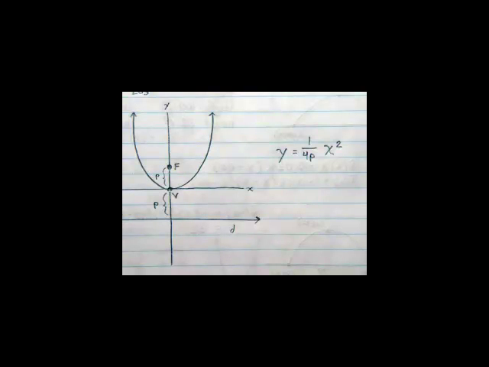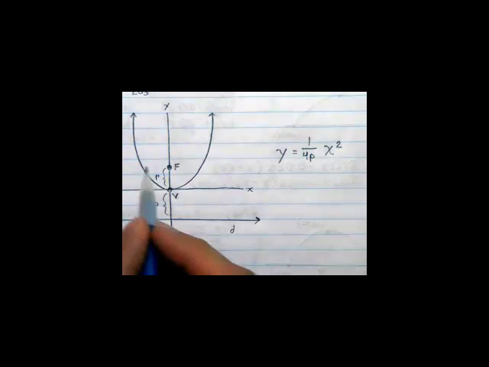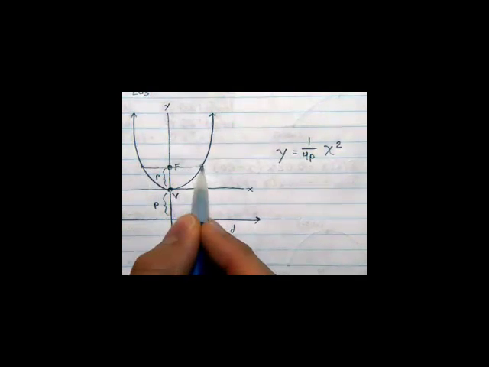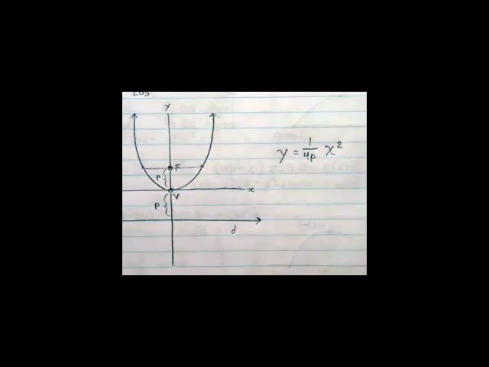4p is the focal width. That's what it's called, which you can think of as kind of like a stretch. The focal width is the distance across the focus to the 2 points on the parabola. But it's kind of a long explanation, so that's the thing I didn't want to get into.